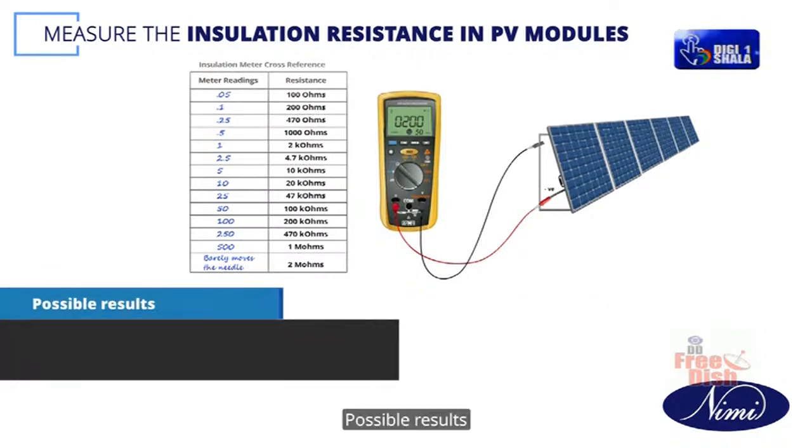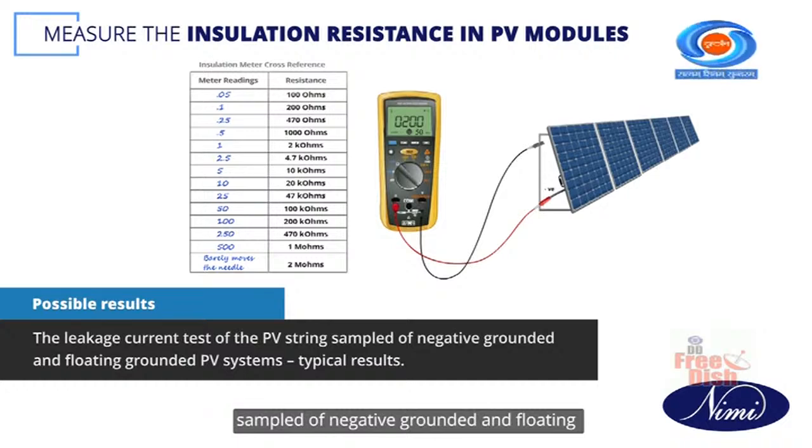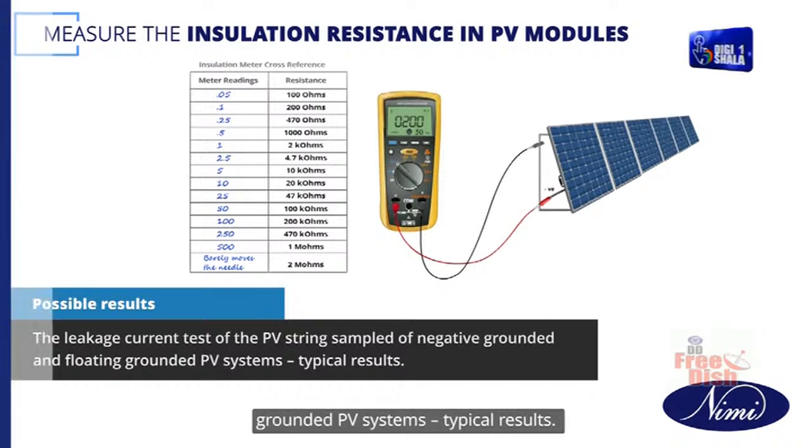Possible results. The leakage current test of the PV string sampled of negative grounded and floating grounded PV systems. Typical results.